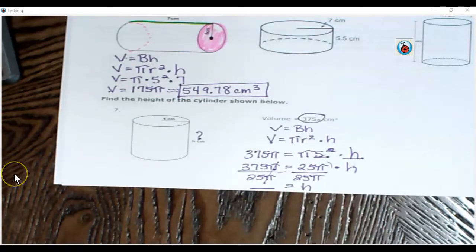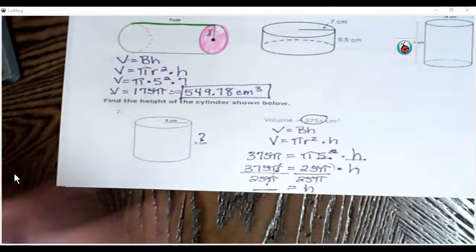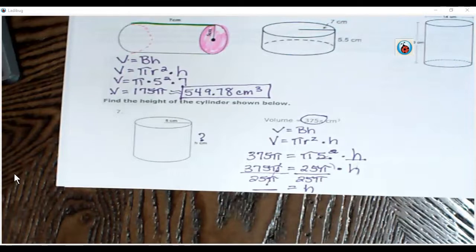All right, you've got a couple of examples now. You can finish out the rest of this assignment. There's a front and there's also a back side as well. Remember, if there's no pictures, draw one for yourself so you can identify your height and your base.